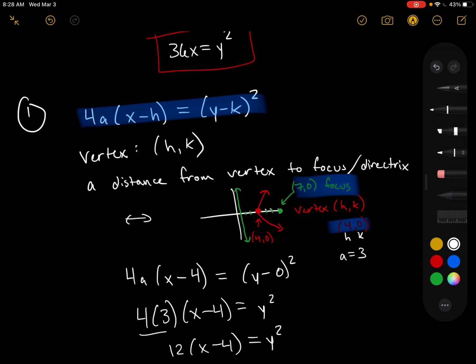And again, our distance is positive. We open to the right. That's why we have a positive a. So again, this is positive. It opens to the right.